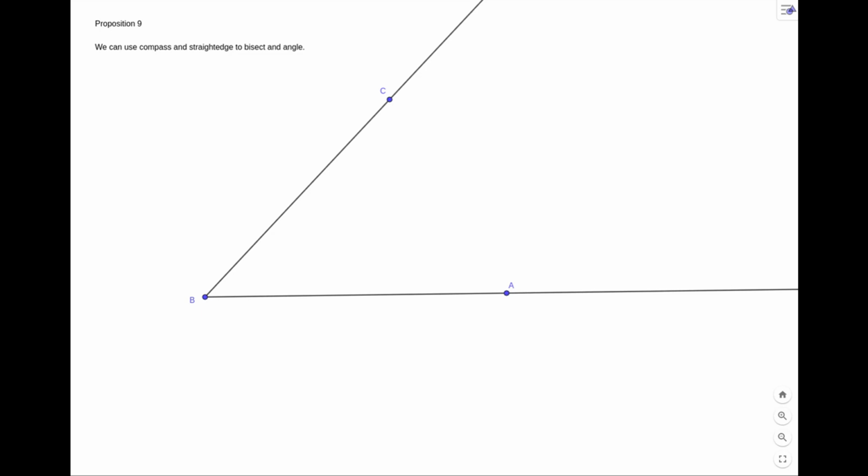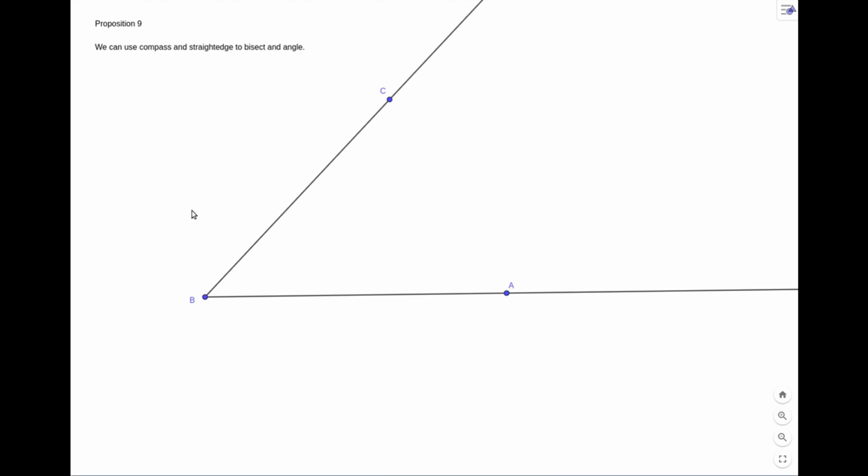Basically what proposition number 9 tells us is that if we are given any angle, then it's possible to bisect that angle using our tools of compass and straightedge. So let's look at the demonstration for why this is going to be true.